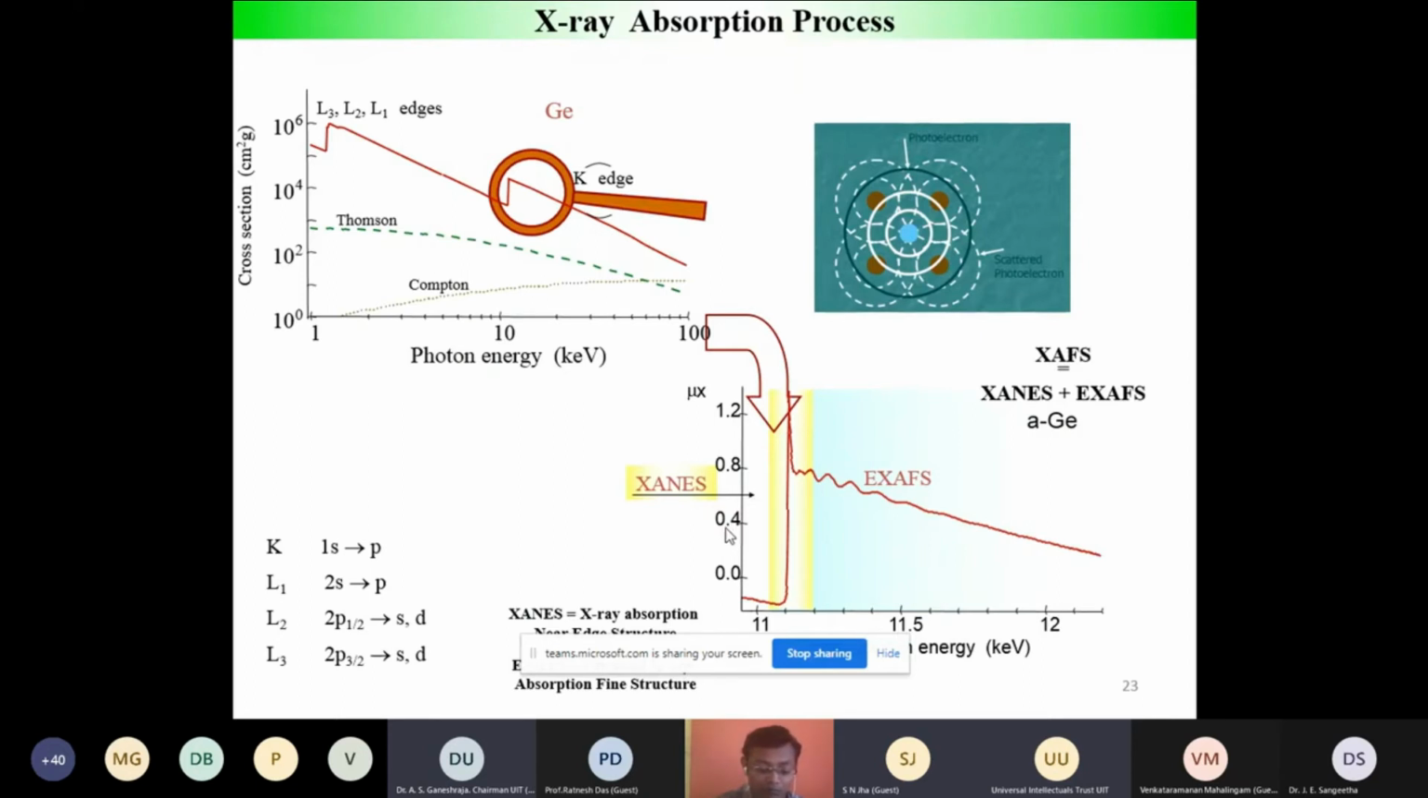So here we come to some more basics. You can see here a plot of the cross section of X-rays in a material in the energy range of 1 to 100 keV, and we can see the predominant part is the photoelectric absorption, the top curve, and the Thomson and Compton scattering are much less in this region.